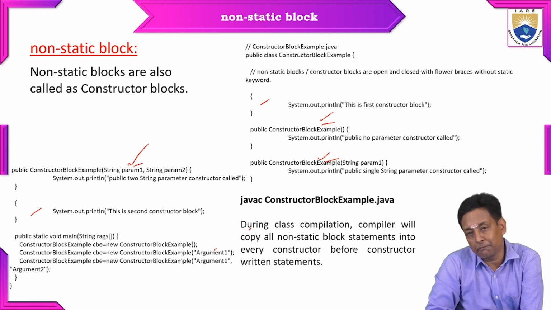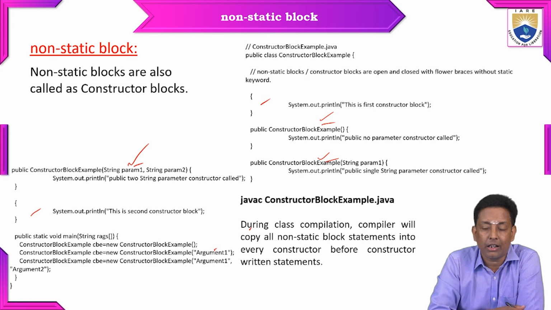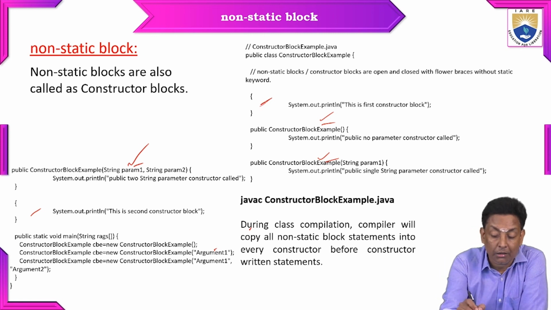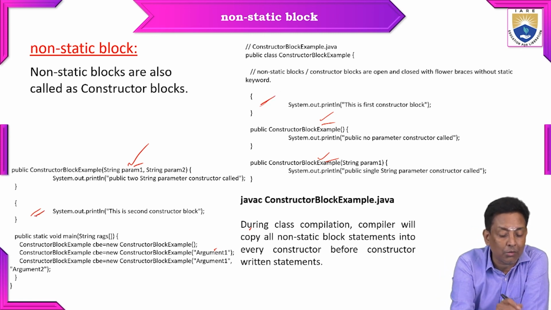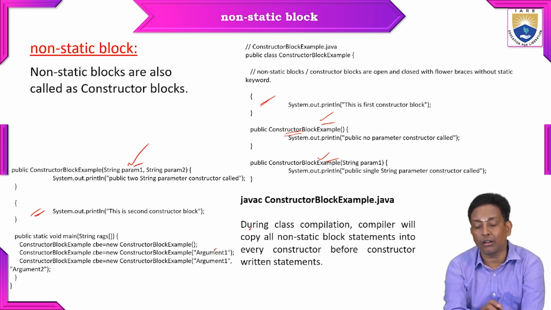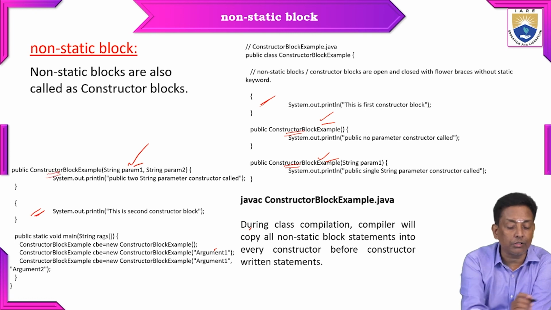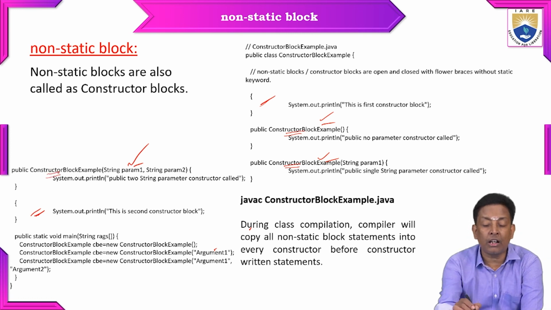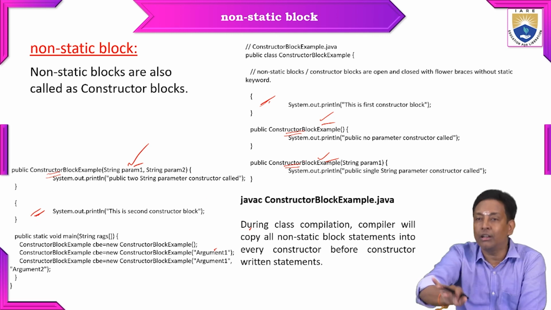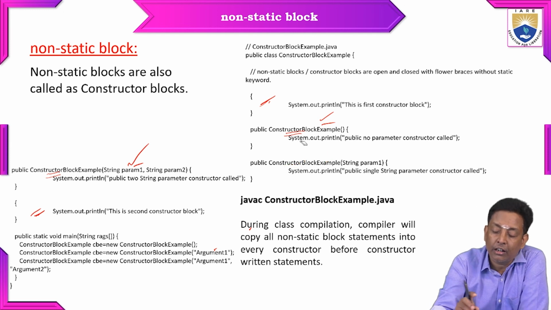2 constructor blocks. So if you compile this Java class, the code written in the first block and the code written in the second block, these two will be included before the logic of the constructor. Those 2 lines are included here. The same 2 lines are included here also, and here also. The code written in the constructor block will be included in every constructor before its implementation, and then the code will be compiled.